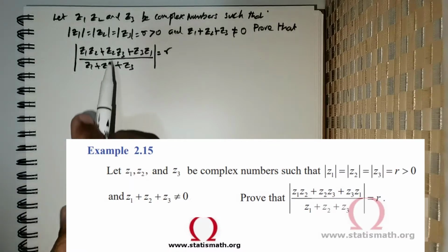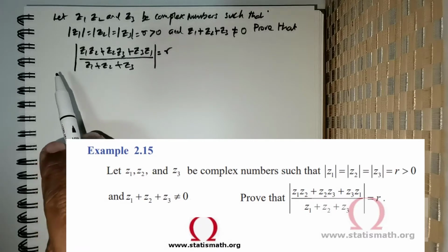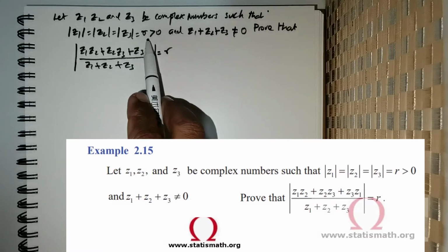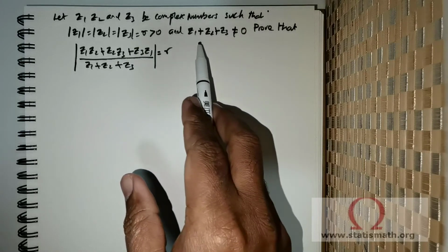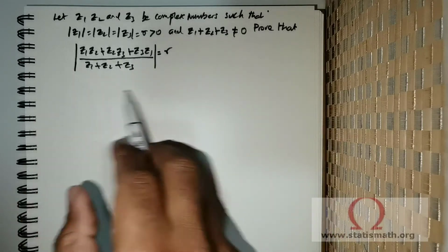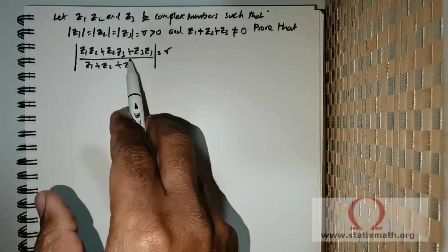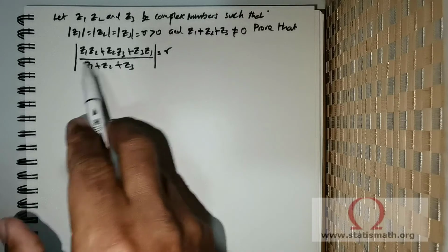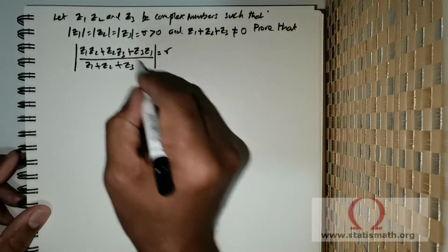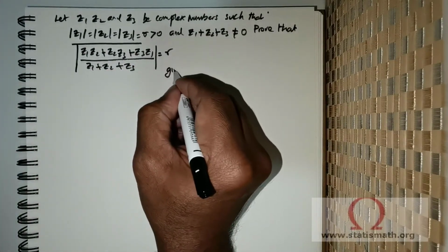Students, we are given this question: if z1, z2, z3 are complex numbers such that modulus of z1 is equal to modulus of z2 is equal to modulus of z3 is equal to r, which is greater than 0, and z1 plus z2 plus z3 is not equal to 0, we are expected to prove this result, which is modulus of (z1 z2 plus z2 z3 plus z3 z1) divided by (z1 plus z2 plus z3) is equal to r. So let us start off with this assumption. It's already given there.